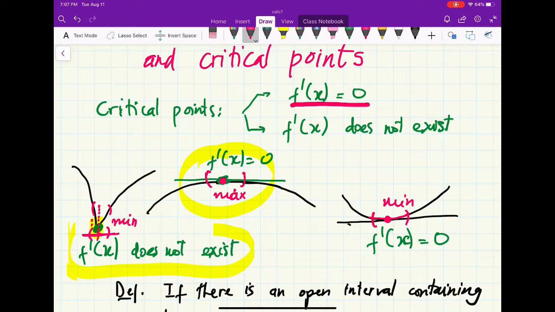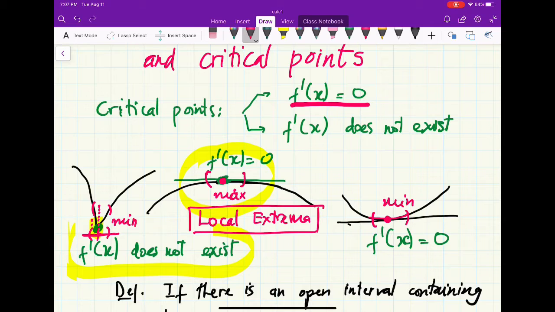So when you look at critical points, you might have extrema, but local extrema. Okay, the function might have local extrema at critical points. And it turns out that the function has local extrema only at critical points. Okay, so there are no other points, other than critical points, where the function may have local extrema.